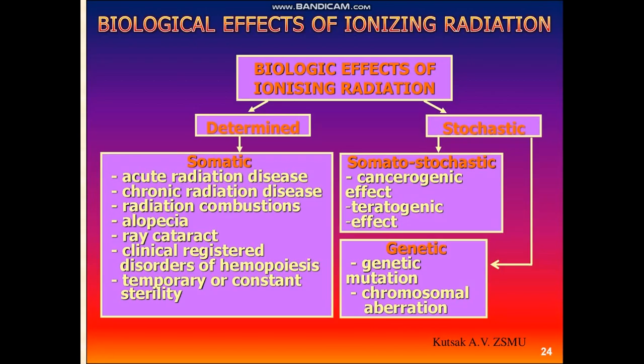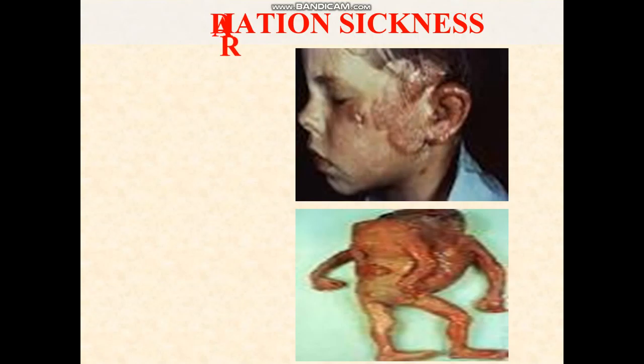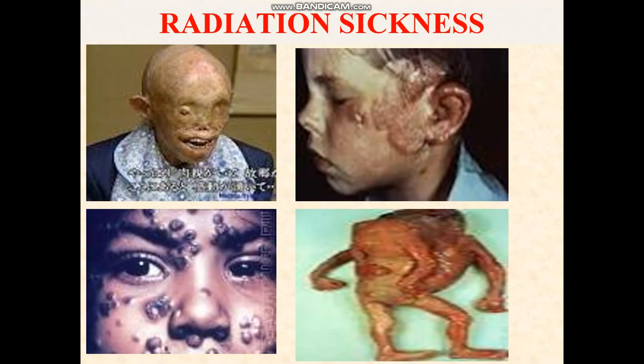Stochastic effect is one in which the probability of the effect, rather than its severity, increases with radiation dose. Stochastic effect results from change in the genetic makeup of cells. It may cause cancer, teratogenic effects, and others. Owing to the threshold, limiting doses can usually prevent deterministic effects. Examples of deterministic effects are the depression of the blood forming tissue, skin damage, and the induction of opacities in the lens of the eyes, cataract.